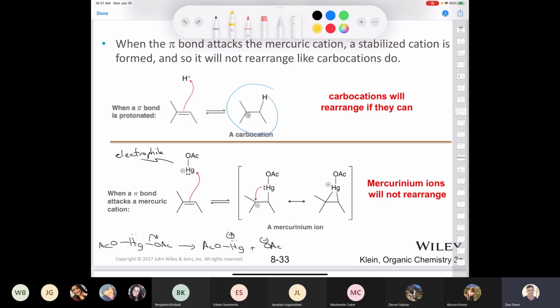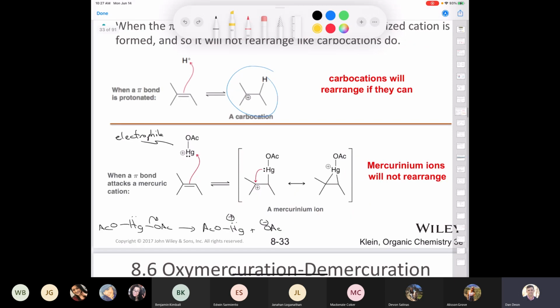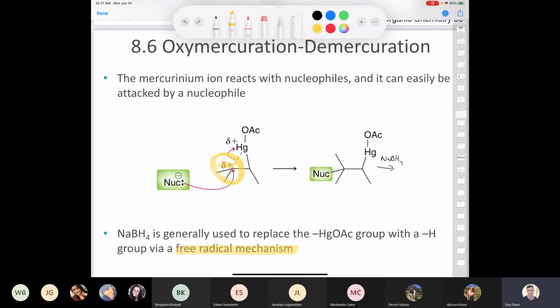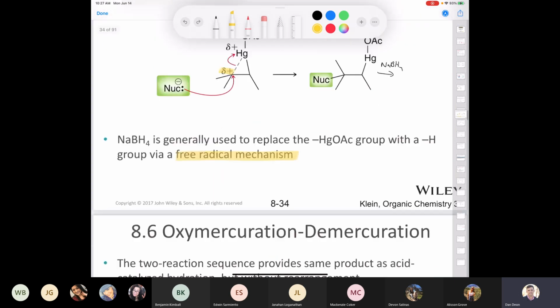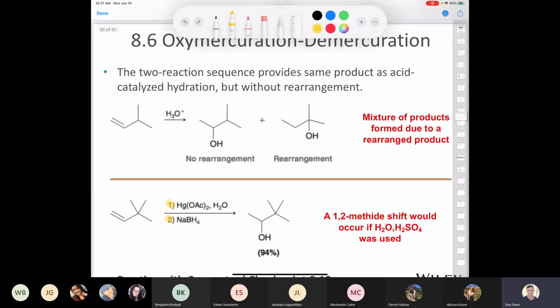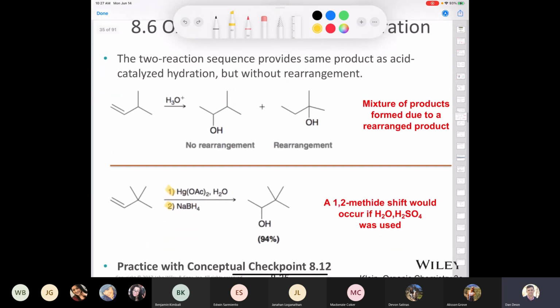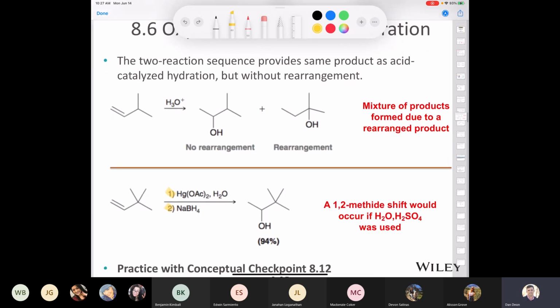If you understand that you form the mercurinium ion that doesn't undergo a rearrangement, and you understand that the nucleophile is going to attack at the carbon that would produce the more stable carbocation, you're going to understand why you get Markovnikov addition with no carbocation rearrangement. And that's it, my friend. That's all you really need to know about oxymercuration-demercuration.